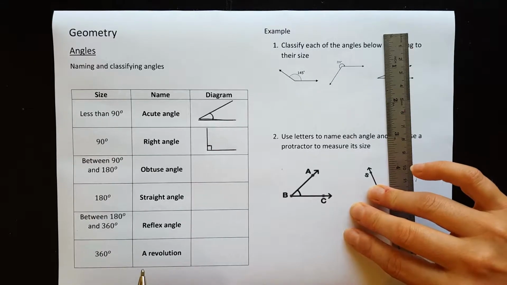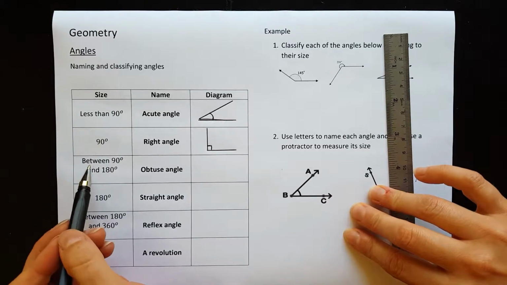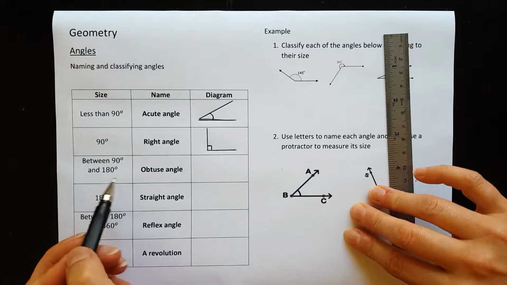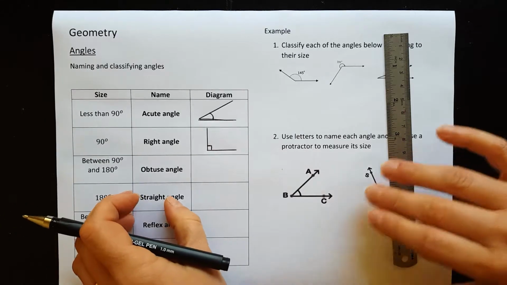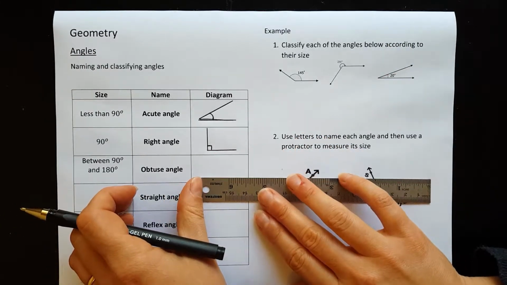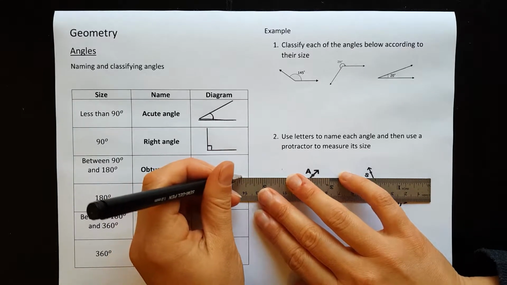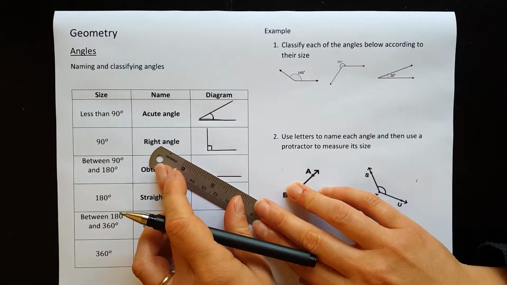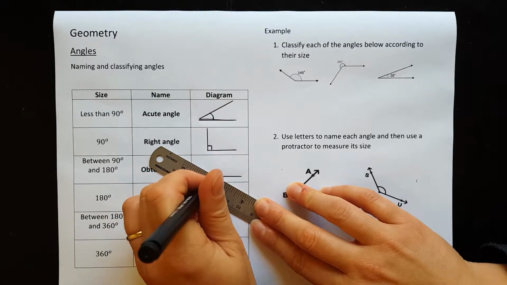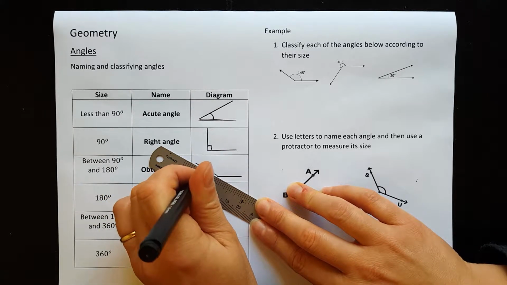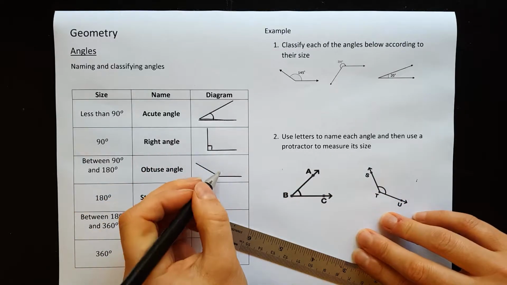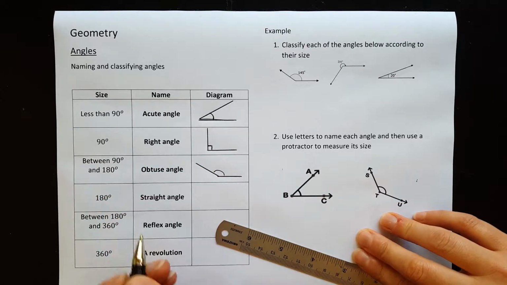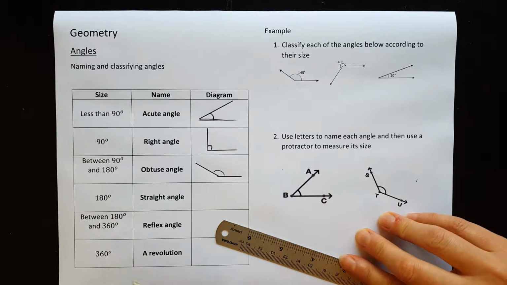angle. The next angle is between 90 and 180 degrees. We call that an obtuse angle. So the angles are getting bigger as we go down this table. Drawing the bottom arm of my angle, this one needs to be larger than the 90 degrees, so somewhere coming out here. That angle there would be an obtuse angle.